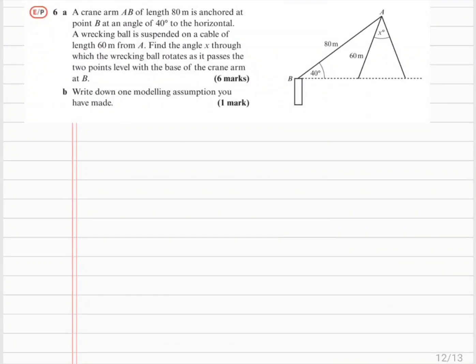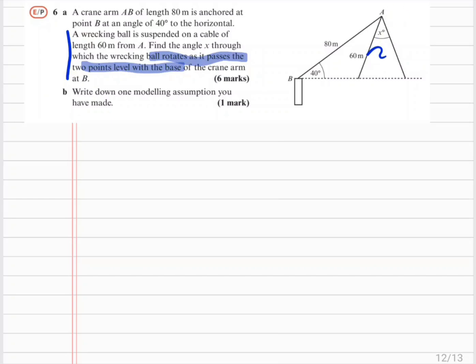Everyone, this video is on Exercise 9C, Question 6. So we have a crane arm AB of length 80 meters, which is anchored at point B at an angle of 40 degrees, which is here. And the important part, which is very important in terms of understanding what's really going on, is that a wrecking ball is suspended on a cable of length 60 meters from A. So we want to find angle x through which the wrecking ball rotates as it passes the point level with the base of the crane arm.